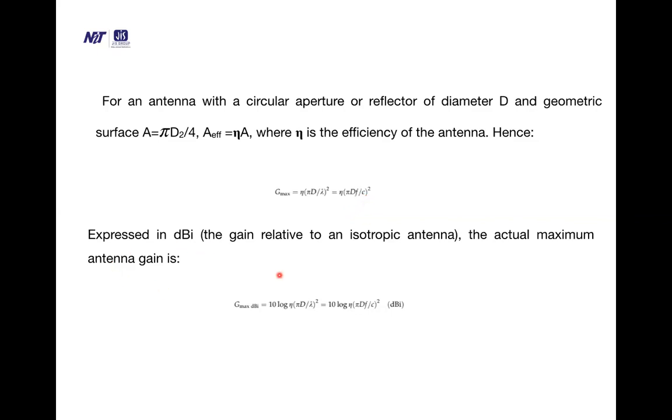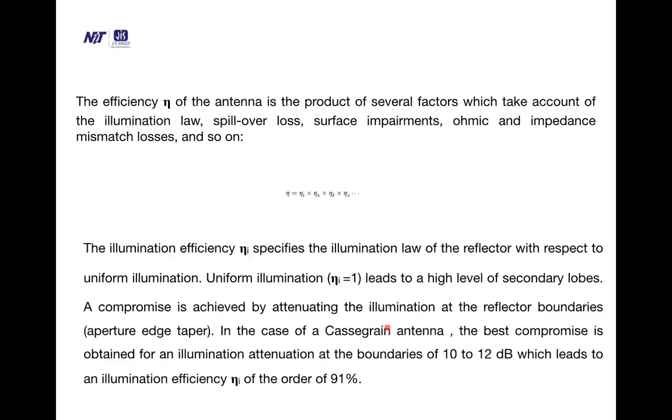Expressed in dBi, the gain relative to an isotropic antenna, the actual maximum antenna gain is given by 10 log eta (pi D f by c) whole squared dBi. The efficiency eta of the antenna is the product of several factors which take account of the illumination law, spillover loss, surface impairment, ohmic and impedance mismatch losses, and so on.